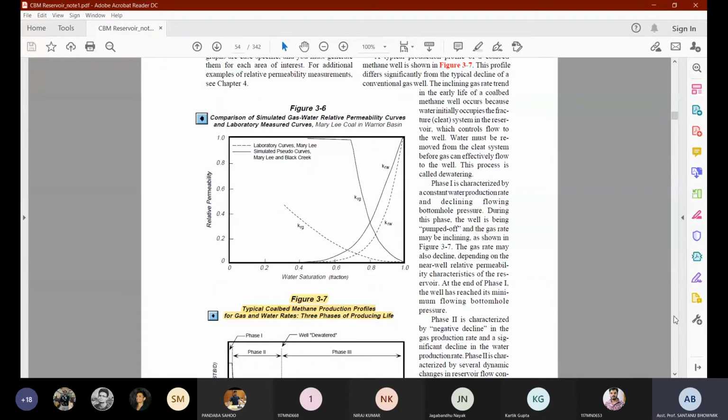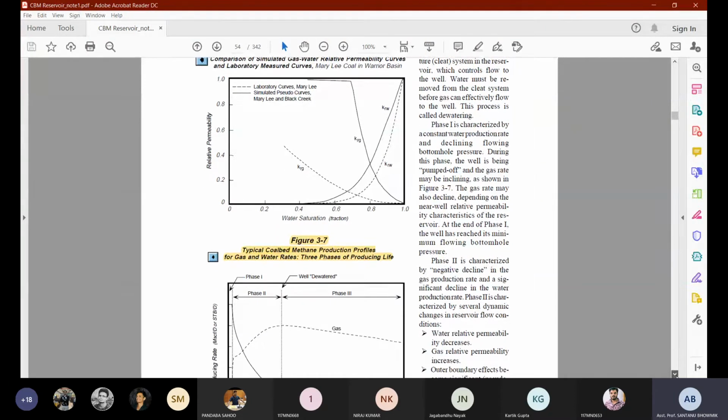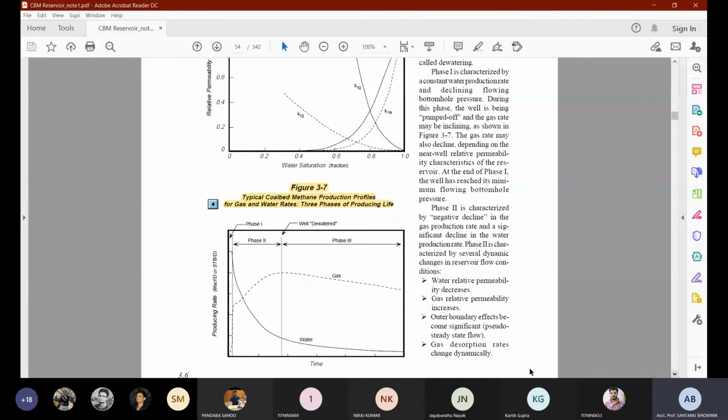So I am going to discuss this in a brief way for you, and you have to read it accordingly. If you have any confusion, you will contact me in the next class. So you can see phase 1. What is phase 1?